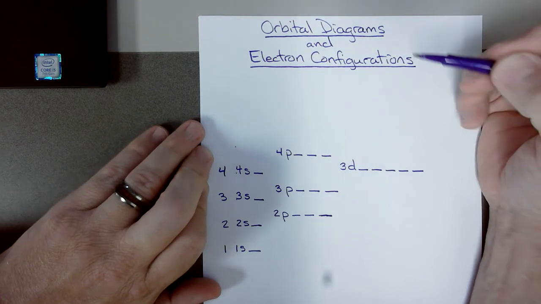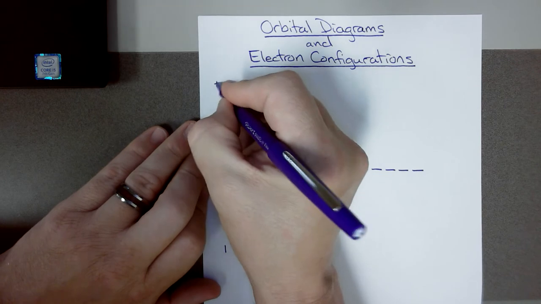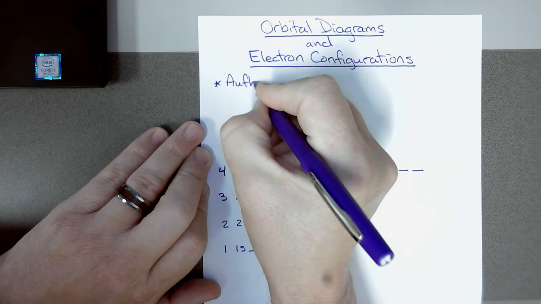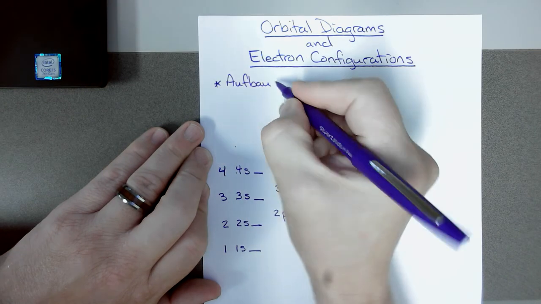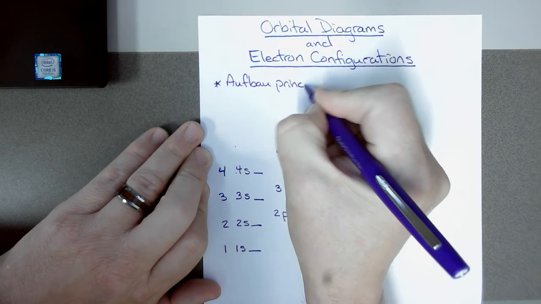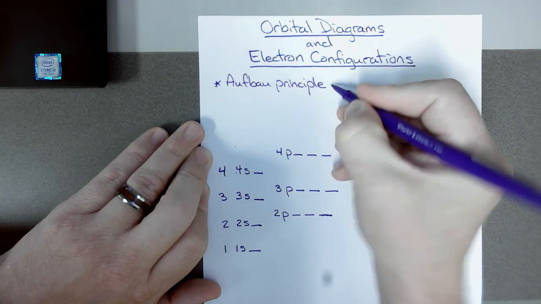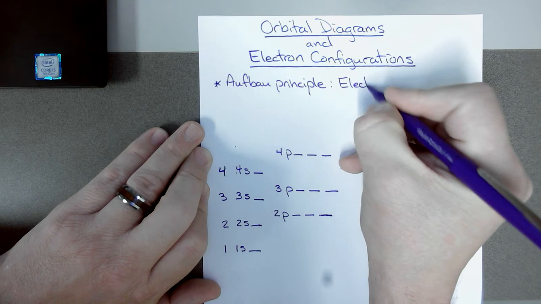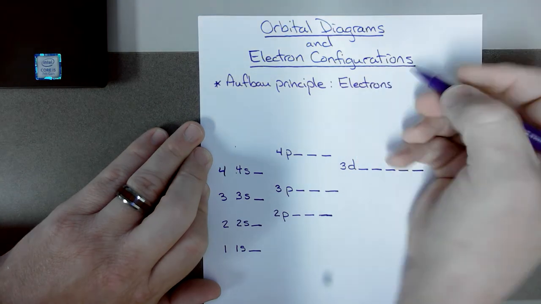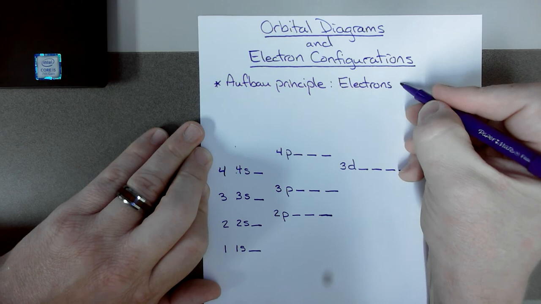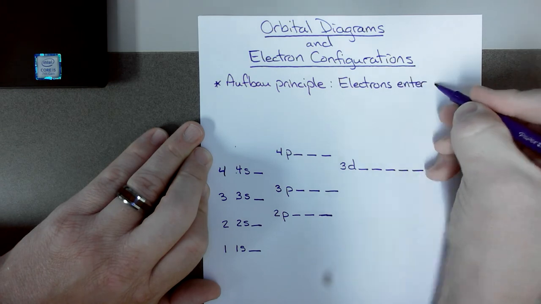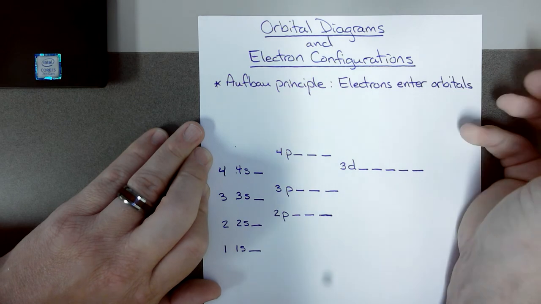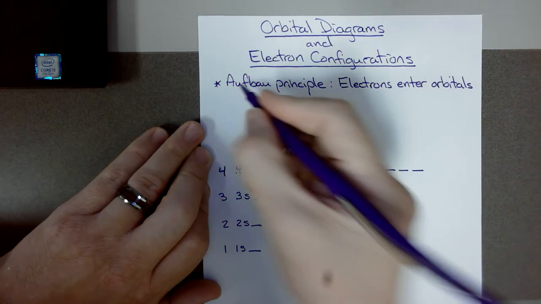So the first thing we need to address is something called the Aufbau Principle, which states that electrons enter orbitals of lowest energy first.